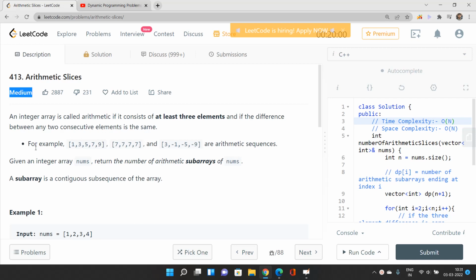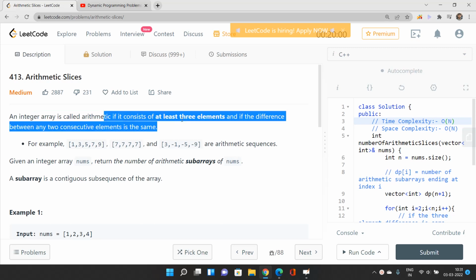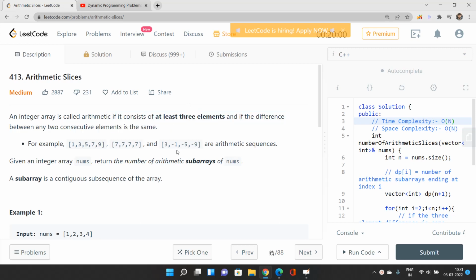Let's move on to understand this problem, and we will together build up the best solution. An integer array is called arithmetic if it consists of at least three elements. This is important: at least three elements. And the difference between any two consecutive elements must be the same.